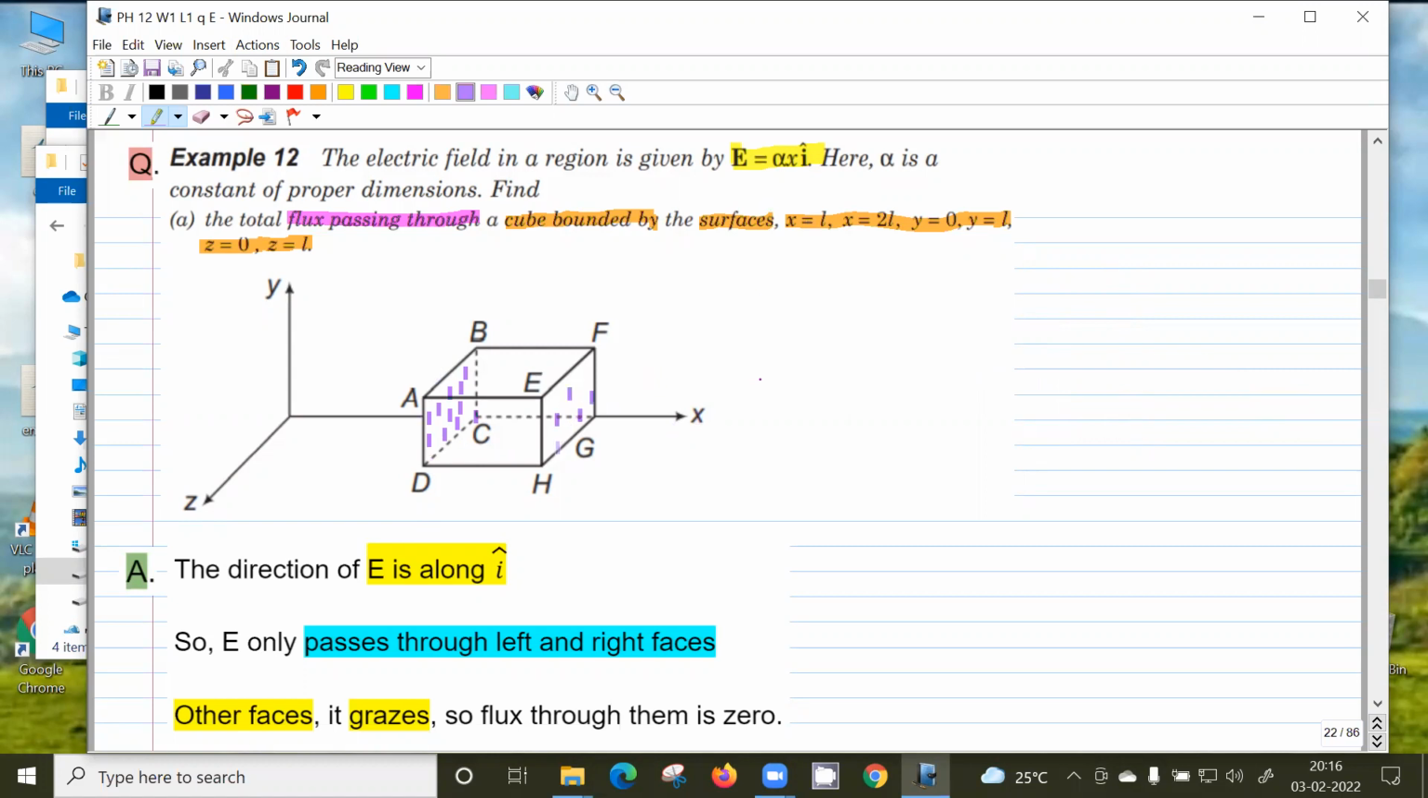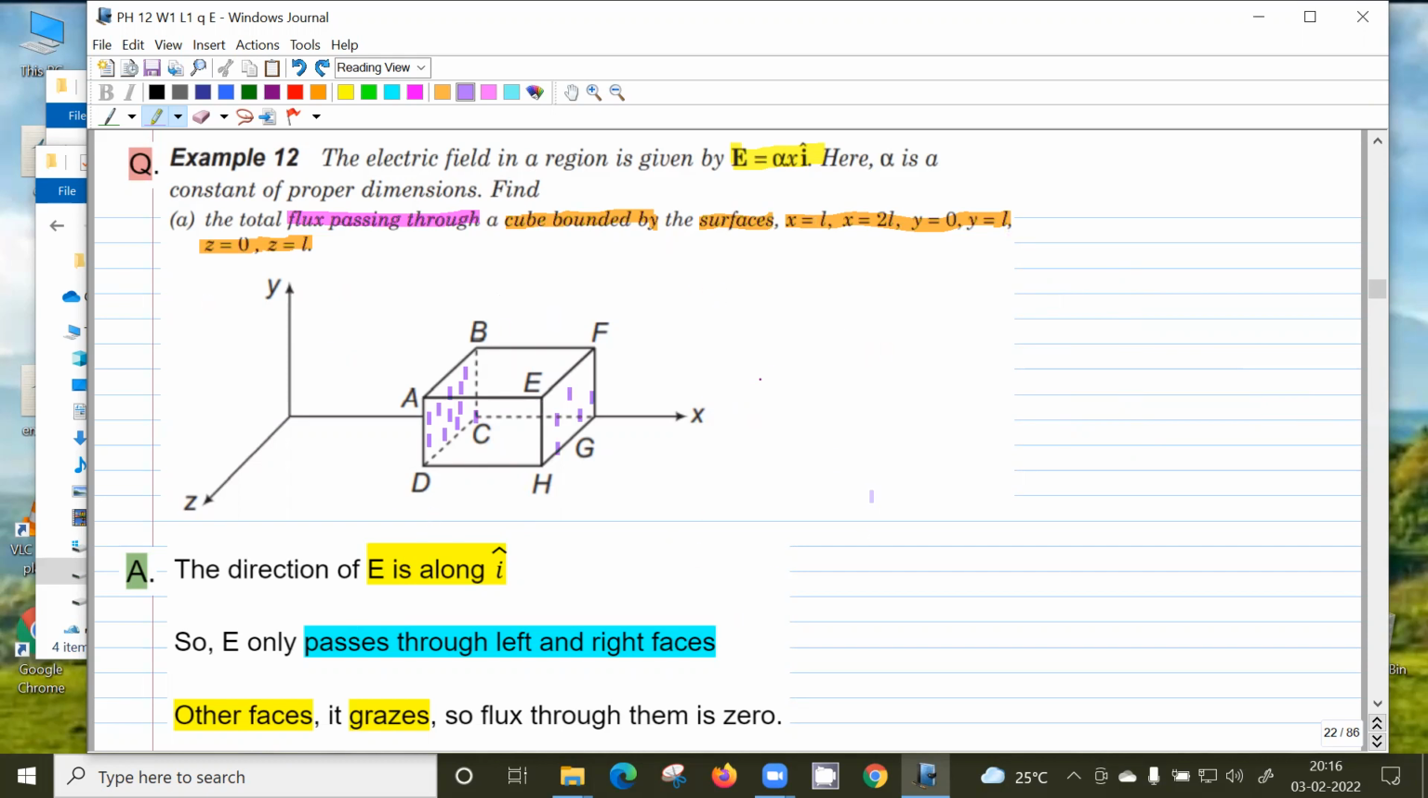Similarly, what about the top plane? Y equal to 2L, sorry, y equal to L. And what about this bottom plane? Y equal to 0. Right? So you got the idea. Similarly, the front plane is z equal to L, and the back plane is z equal to 0. So you should know how to draw this cube.